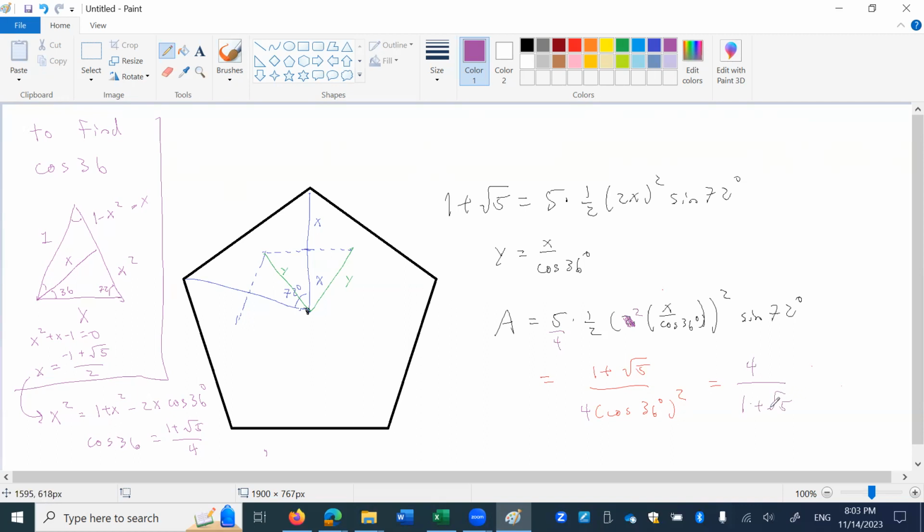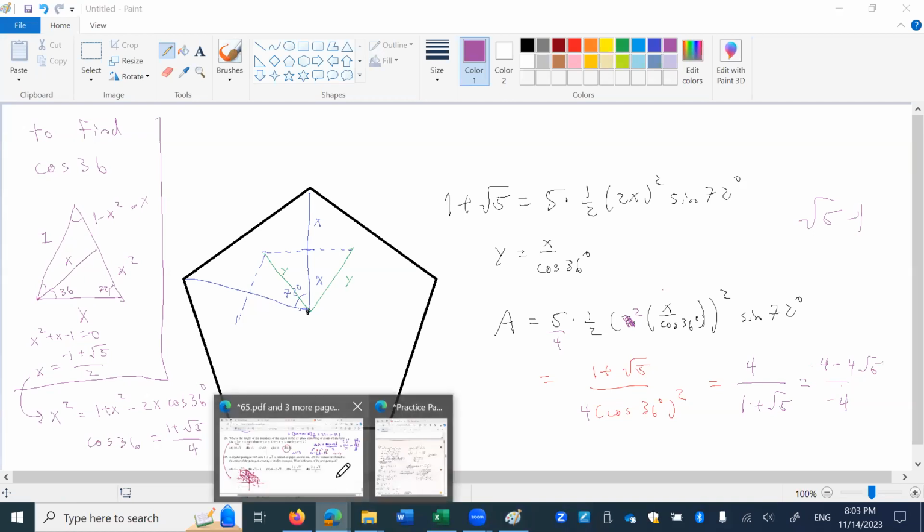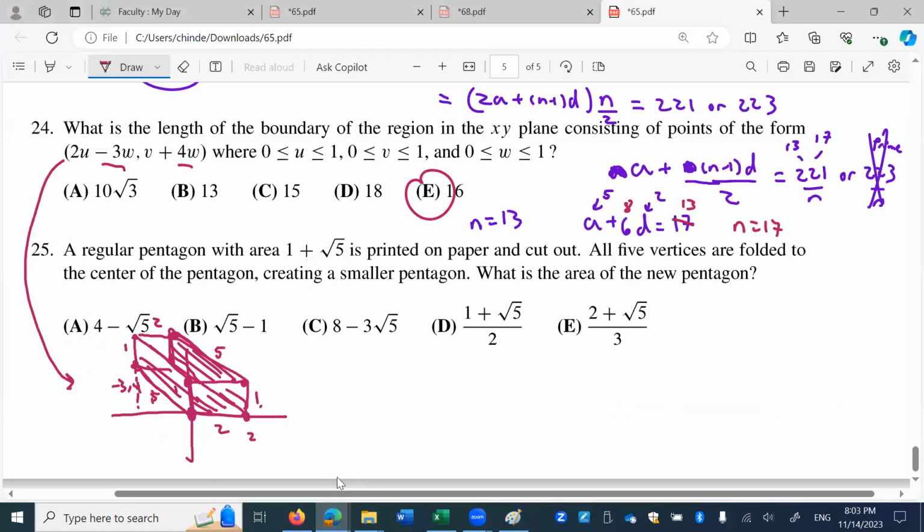And now, this is not any of the given answers because they've been simplified. So I'll multiply by the conjugate, and I'll get 1 minus 5 in the denominator, and I'll get 4 minus 4 root 5 in the numerator. And so cancel out the 4's and the -1, and my answer should be root 5 minus 1. And so root 5 minus 1 is answer B. So I'll stick with that answer.